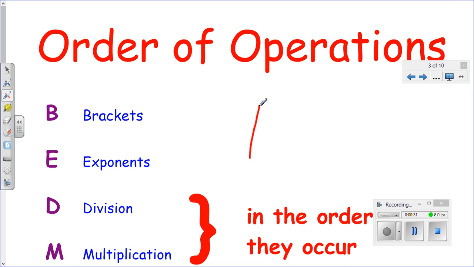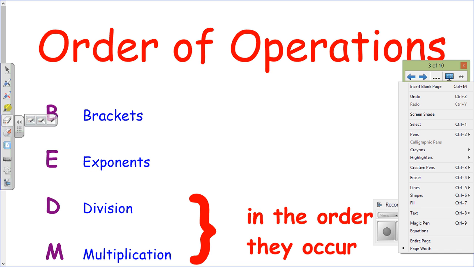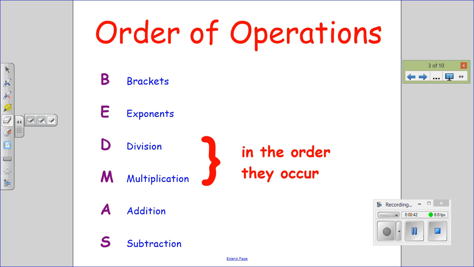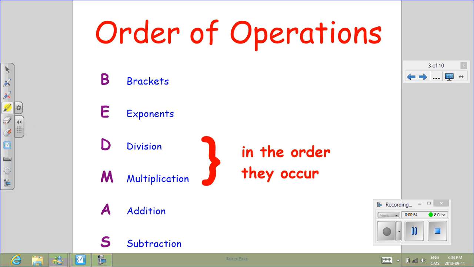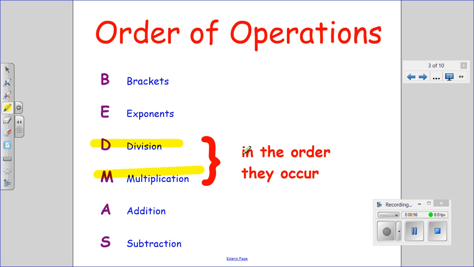Order of operations refers to the order we do calculations in mathematics. Order of operations is telling us to do brackets first, then to do our exponents, then to do our division and multiplication in the order they occur, and that's really important. Make sure these happen in the order they occur, then addition and subtraction.